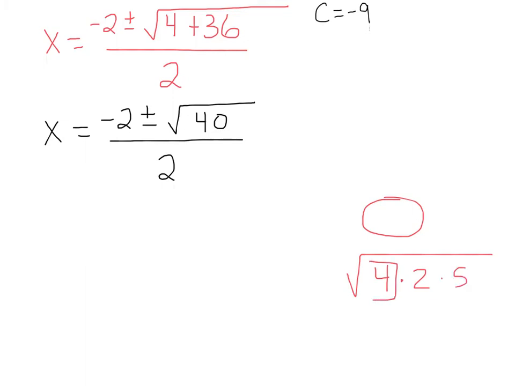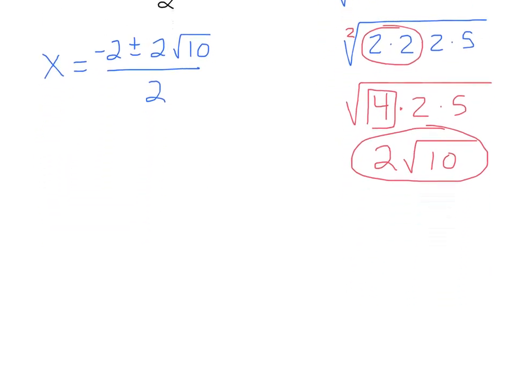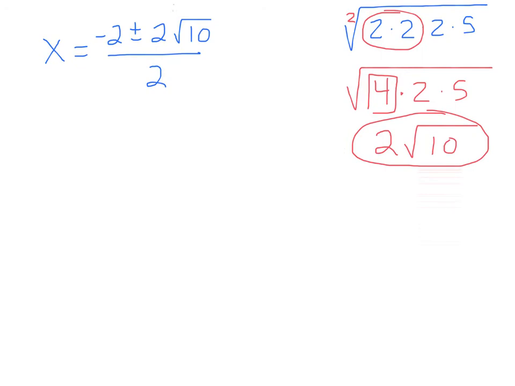Well, what is the square root of 4? It is 2. So this is the same thing as 2 square roots of 10. So this right here, 2 square roots of 10, is the same thing as the square root of 40. So I'm going to rewrite this as x equals negative 2 plus or minus 2 square roots of 10 all over 2. And now we have simplified the problem as much as possible without splitting it in 2.